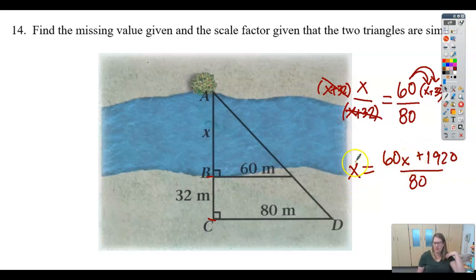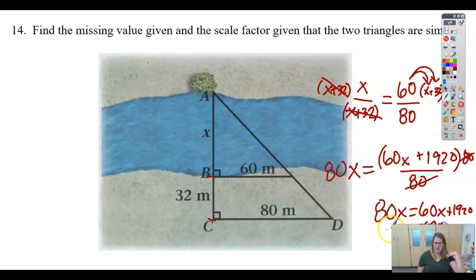So now I'm trying to get x alone. I have one over here and one over here. Before I can access this one, I've got to get rid of this divided by 80. So I'm going to multiply both sides by 80. So that gives me 80x equals 60x plus 1920. Now I can subtract 60x from both sides, and I've got 20x equals 1920. And then divide both sides by 20. 1920 divided by 20 is equal to 96. So this side right here would be 96 meters.